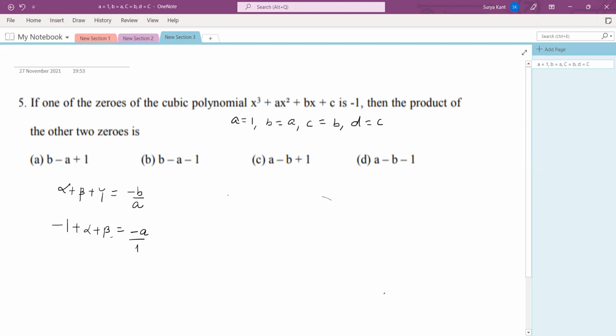A bit confused. So alpha plus beta is equal to minus a by 1. Alpha plus beta is equal to minus a by 1 or plus 1? Plus 1. Yeah, next.